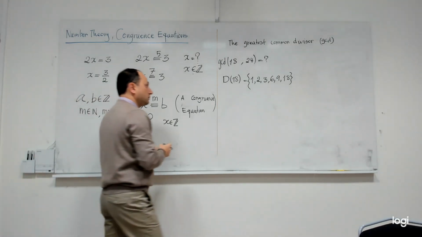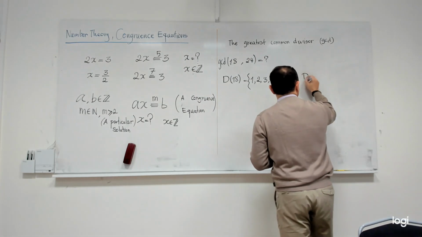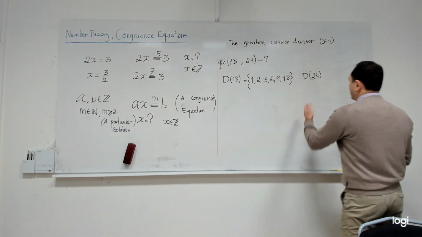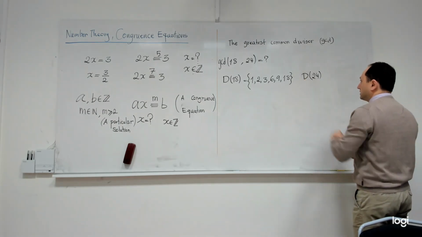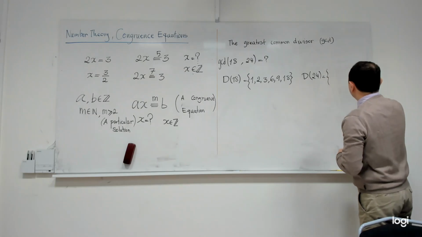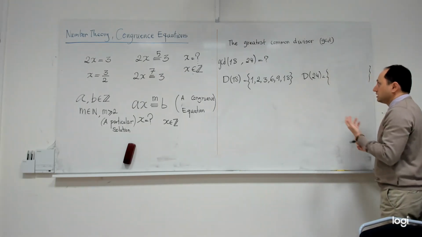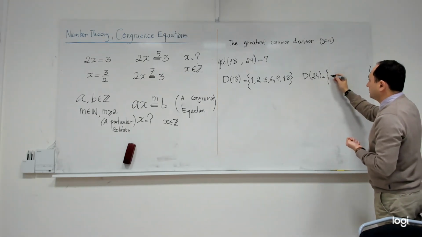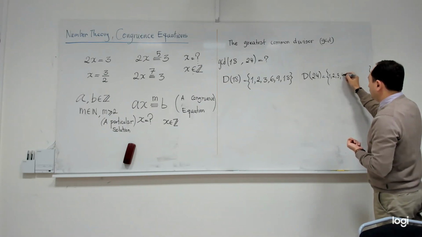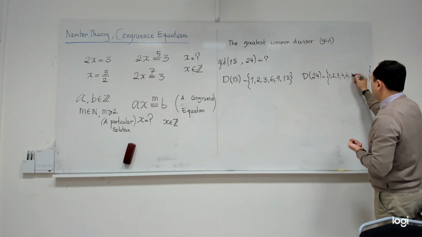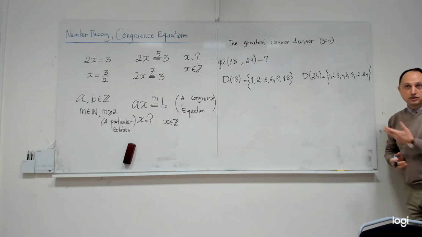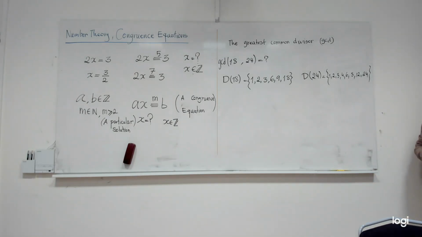Let us do the same thing for 24. So what is that? D of 24. I told you that this is not a universally adopted symbol, but I'm just using it. So I'm saying that D of 24 means the set of all positive divisors of 24. So again, what is the first element? 1, and then you have 2, then you have 3, 4, 6, 8, 12, and finally 24. So these are all the possible divisors for 24.